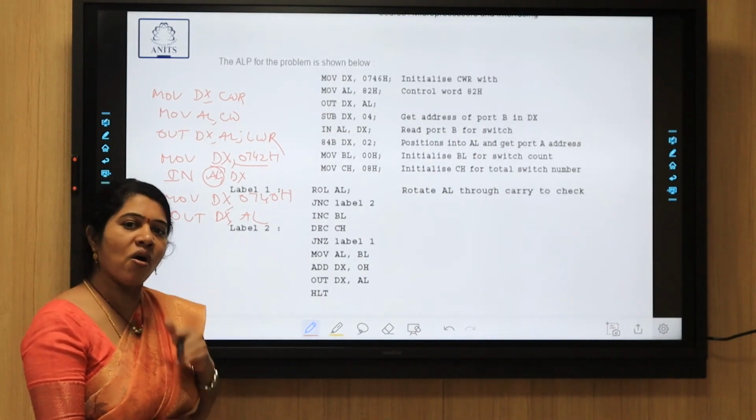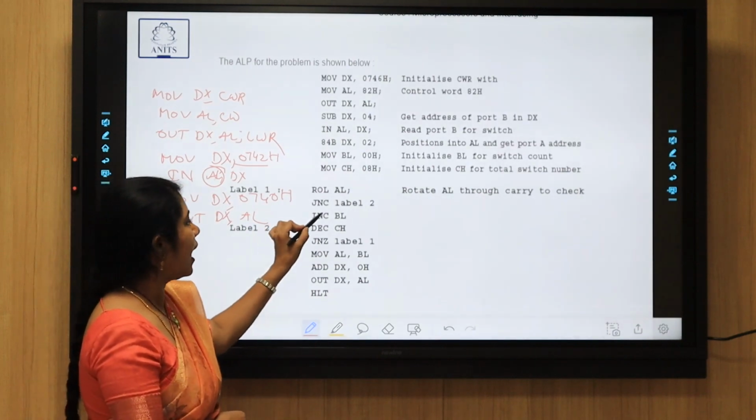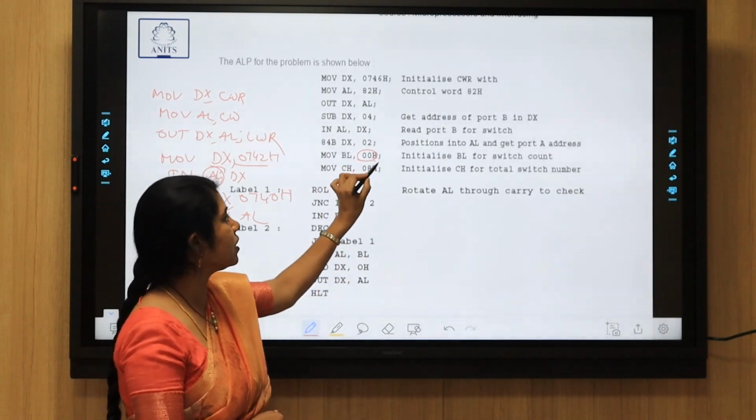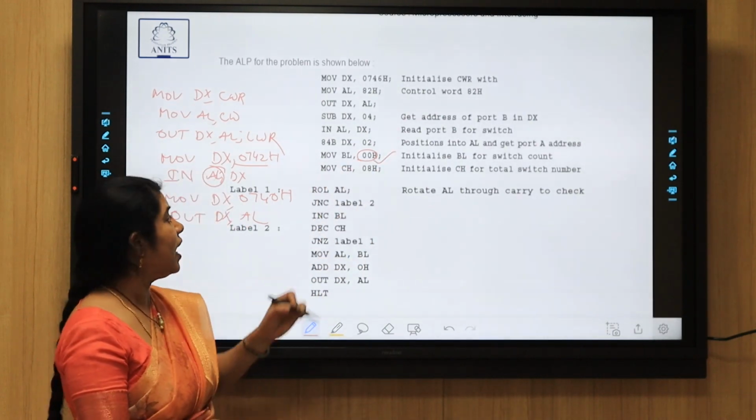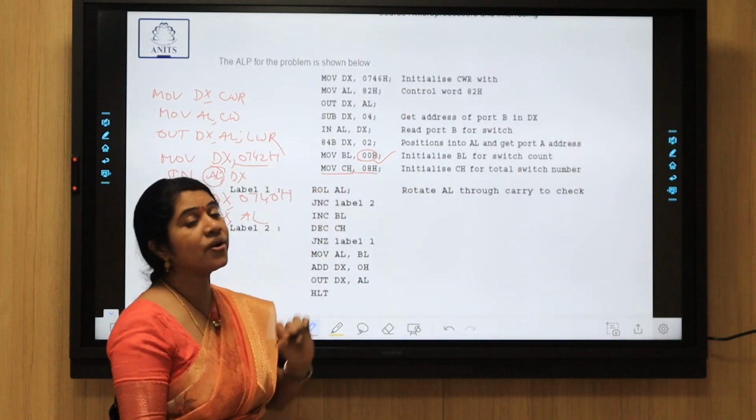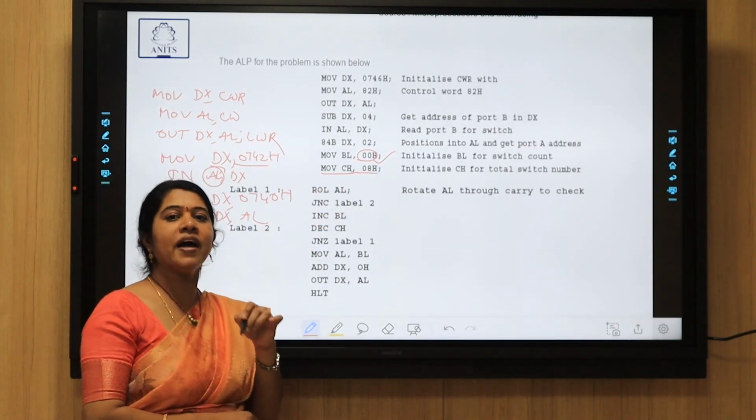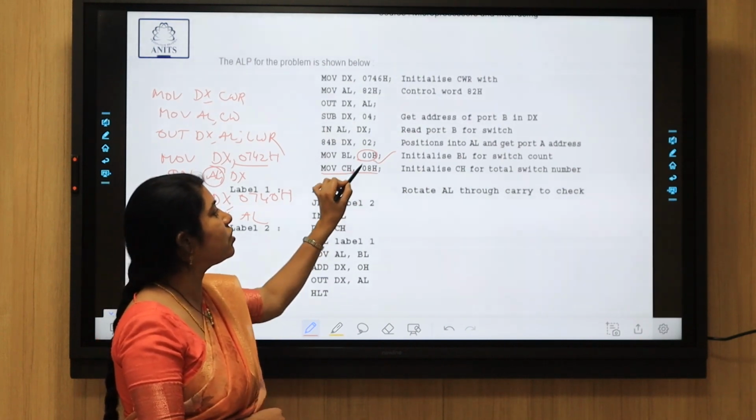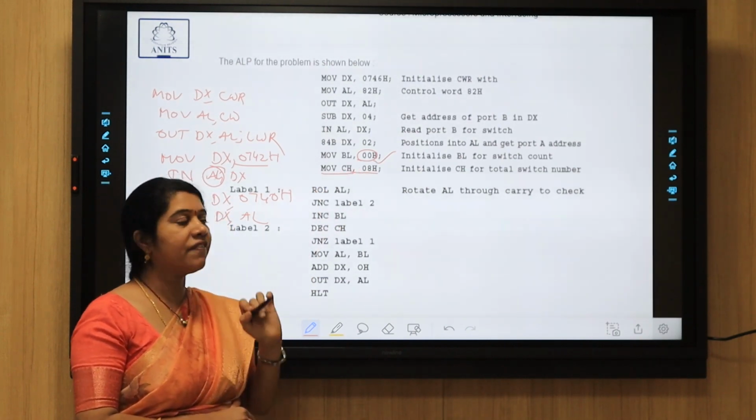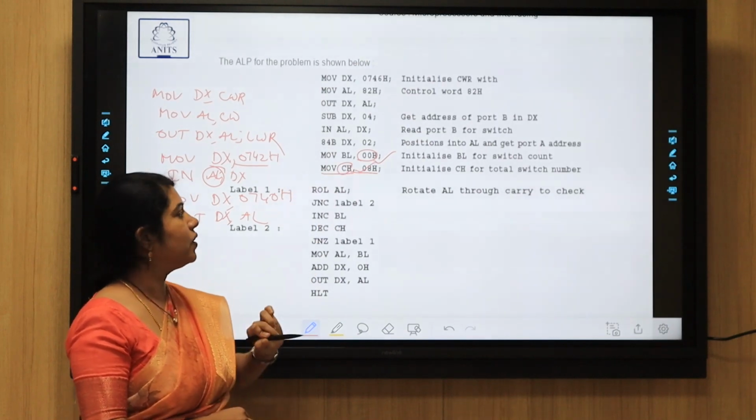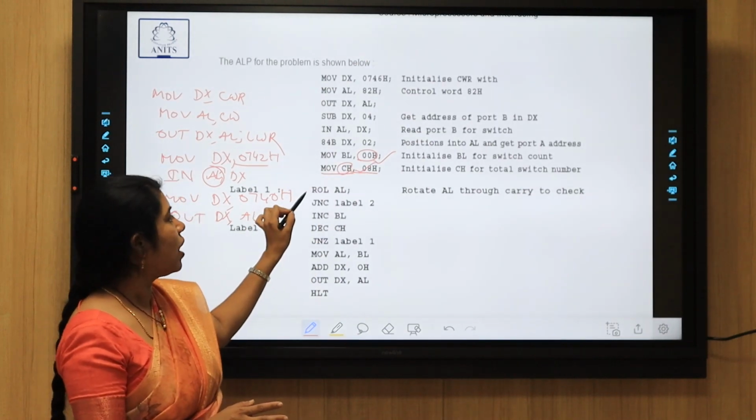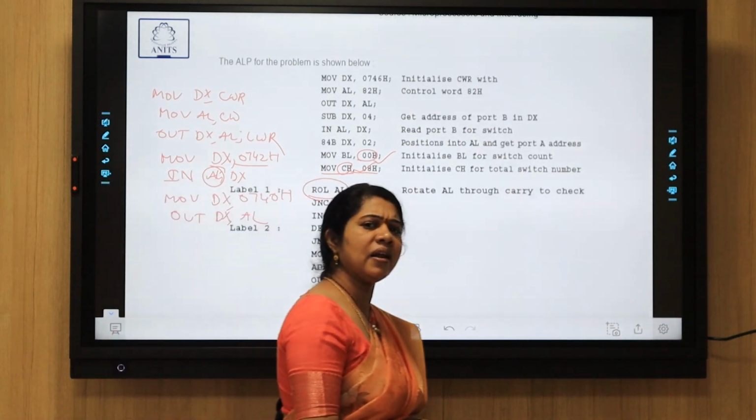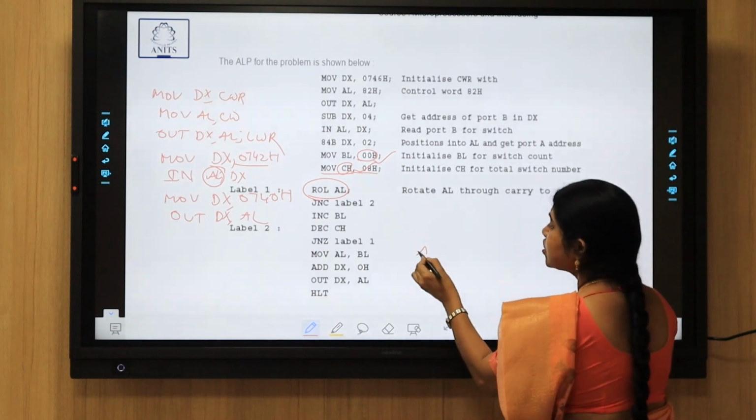To get the ON switch count, here I have taken one register, BL, with 00, and I have initialized CH with 08, because I have connected only 8 switches. To check the total number of switches, I have taken CH with 8 as a count. So I have used rotate left, comma AL. What is there in AL? AL is having the switch pattern.